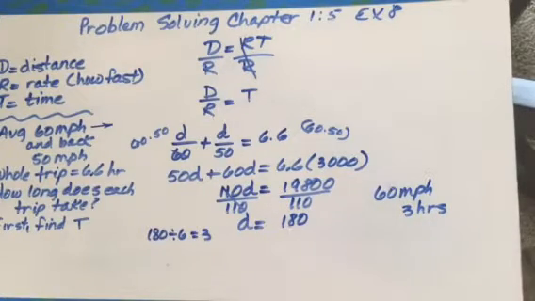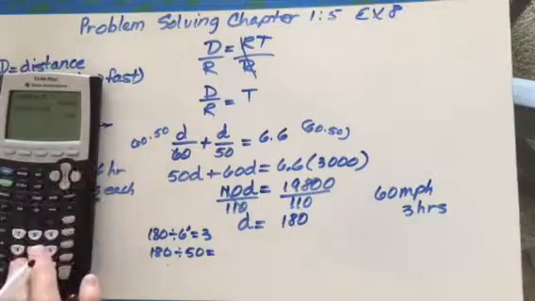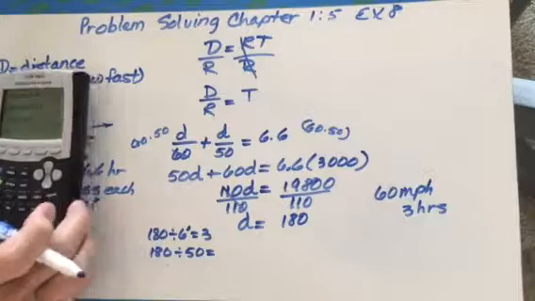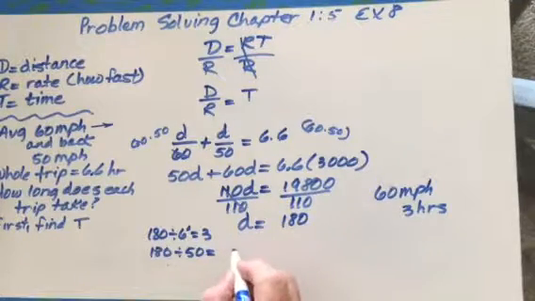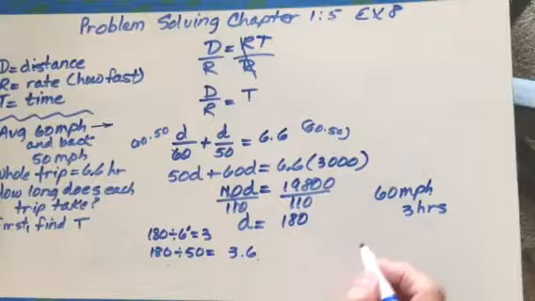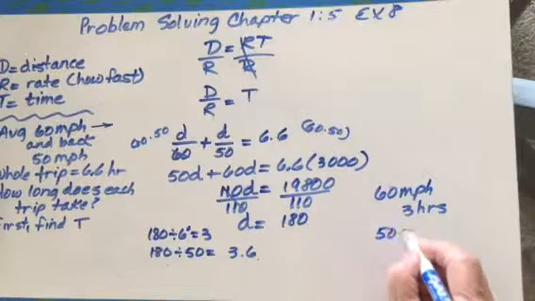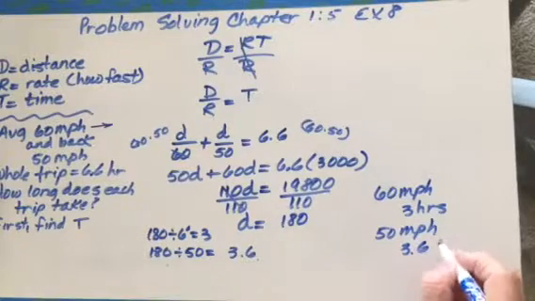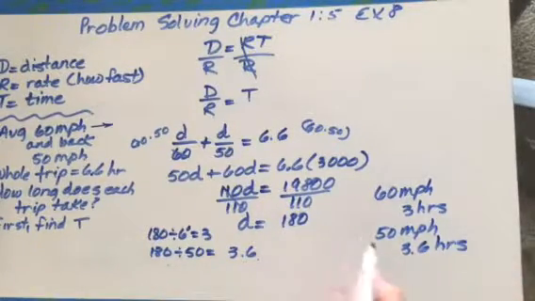All right, now 180 divided by 50, excuse me, that was supposed to be 60, guys, and now 180 divided by 50. Let's just see, 180 divided by 50 is 3.6. You see how it takes longer? So when he's going 50 miles per hour, he goes 3.6 hours. So there the answers are.